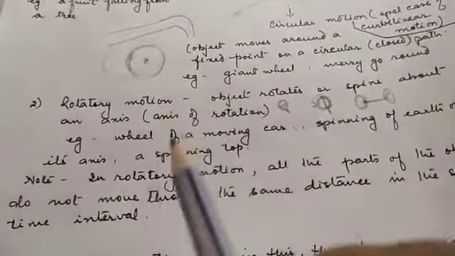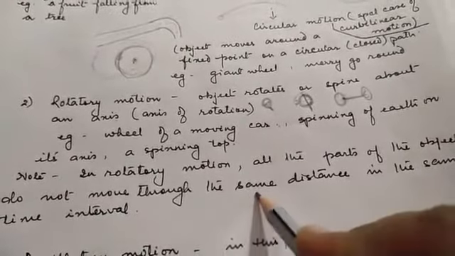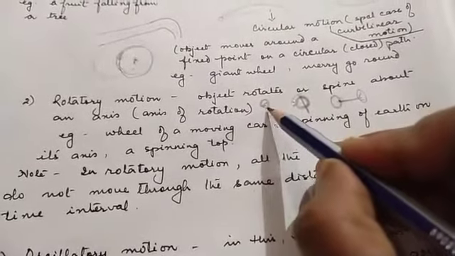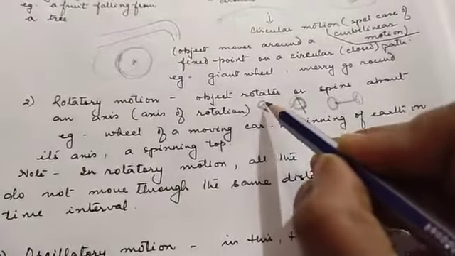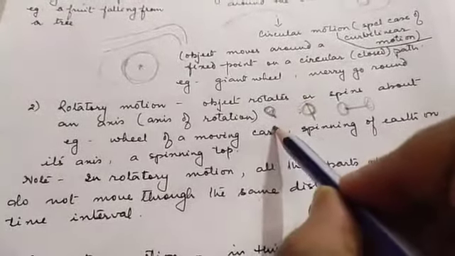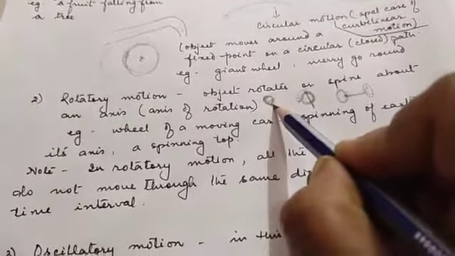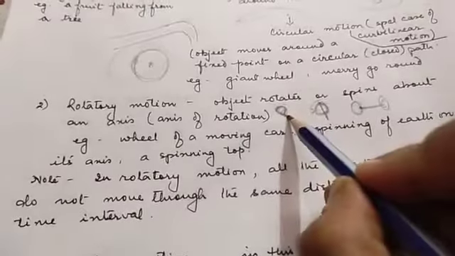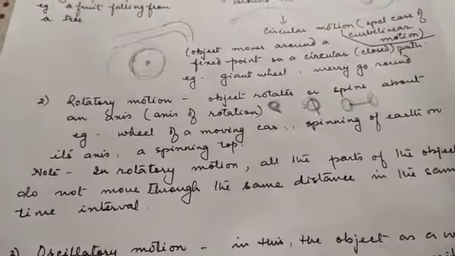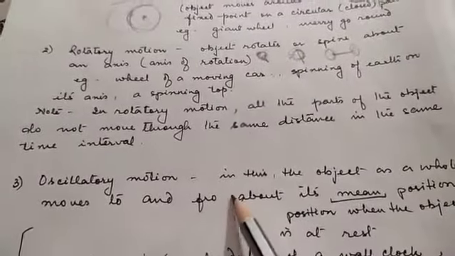In this, you should note that all the parts of the object do not move through the same distance in the same time interval. Here, this portion, the top portion of the spinning top, moves a greater distance than the pointer over here. So in rotatory motion, all parts of the object do not move through the same distance in the same time interval.